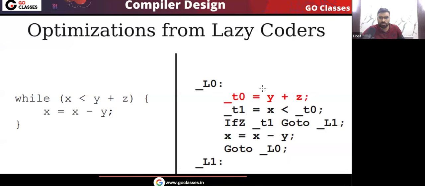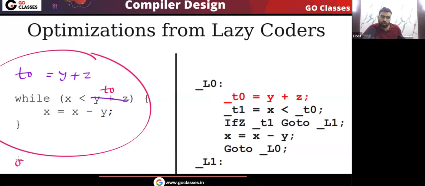Okay, so what you can do, this line, this y plus z, basically this y plus z, you put this outside. You can store it in some variable t0, put it outside the loop, and this t0 you put here. This is the optimized version. Yes or no? Can I say this is the optimized version? This is the optimized version.